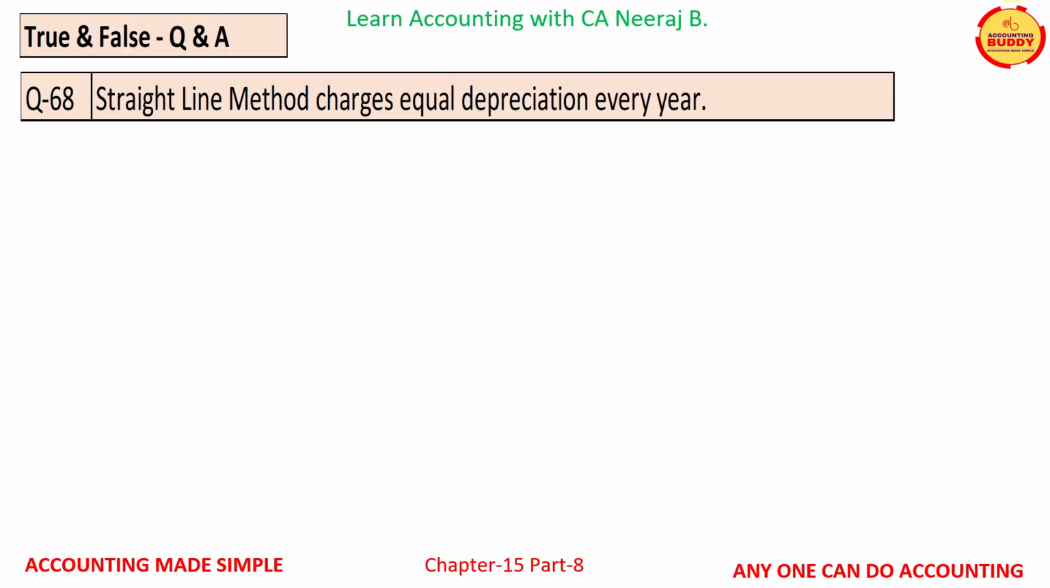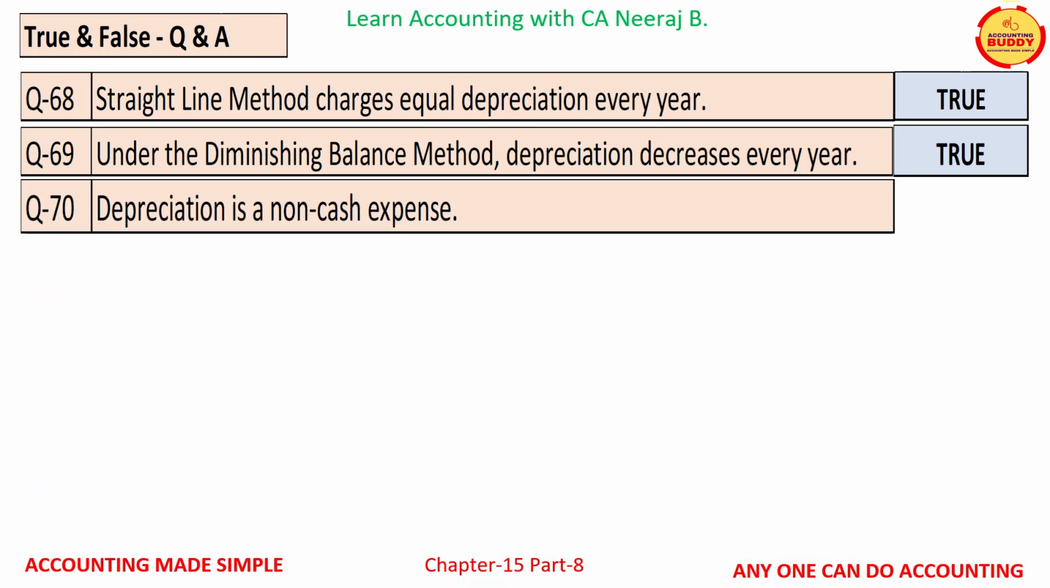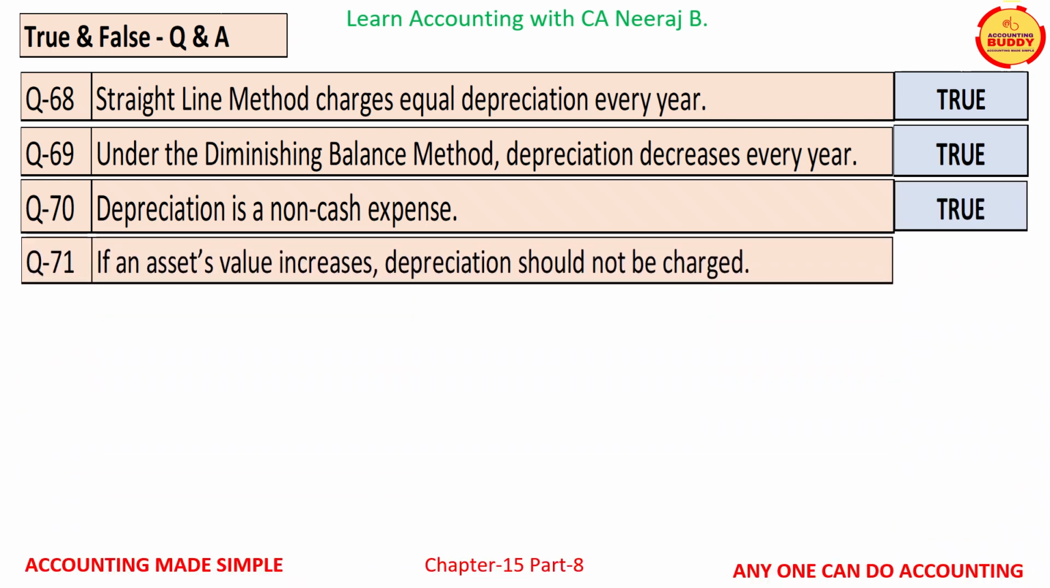Question 68 is, straight line method charges equal depreciation every year. This is a true statement. Question number 69, under the diminishing balance method, depreciation decreases every year. This is again a true statement. Question number 70, depreciation is a non-cash expense. True statement. Question number 71, if an asset value increases, depreciation should not be charged. This is a false statement.